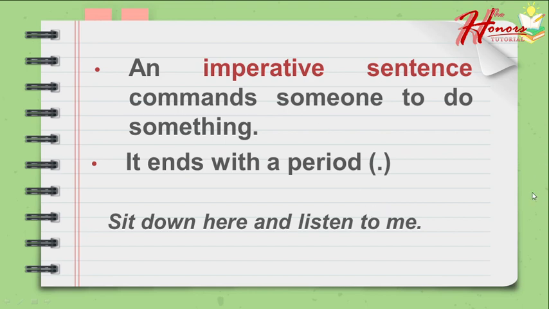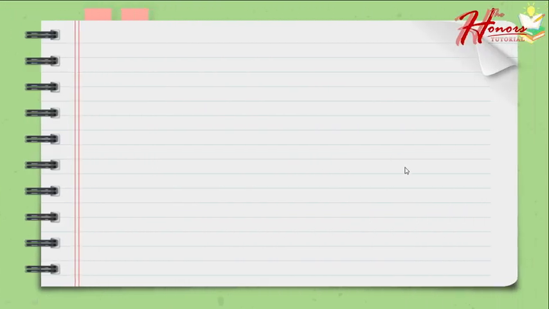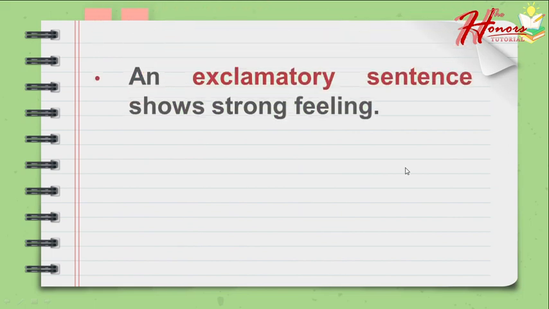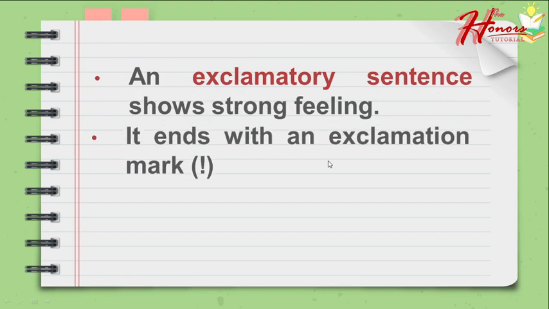And the last kind of sentence, we have the exclamatory sentence. So when we say exclamatory sentence, just remember it shows strong feeling or emotion. Again, the keyword strong feeling. So since you are showing strong feeling, what do you think is the punctuation that you need to use? Very good. You need to use an exclamation mark.